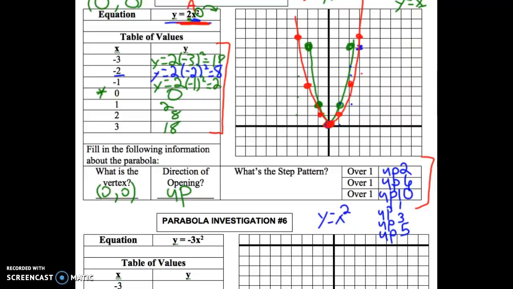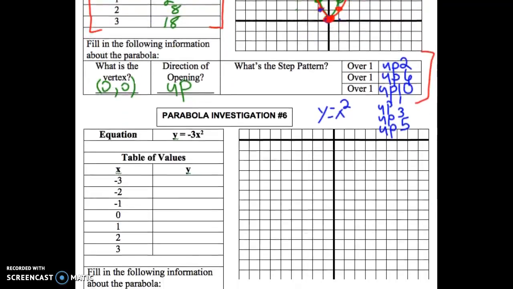So the x values are still the same. But my y values, because they're being multiplied by a factor of 2, have doubled. So if you want to use the step pattern for anything that has an a coefficient greater than 1 being multiplied, you have to know that the y values are going to increase by that factor. In this case it's a 2, so they've been doubled. Every y value here has been doubled. This was 1, now it's 2. This was 4, now it's 8. So every y value is doubled because it's being multiplied by a factor of 2.